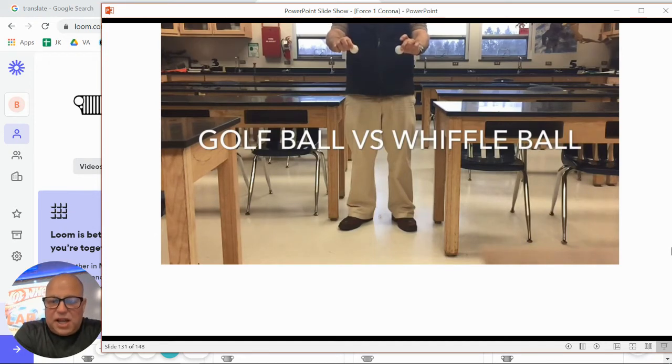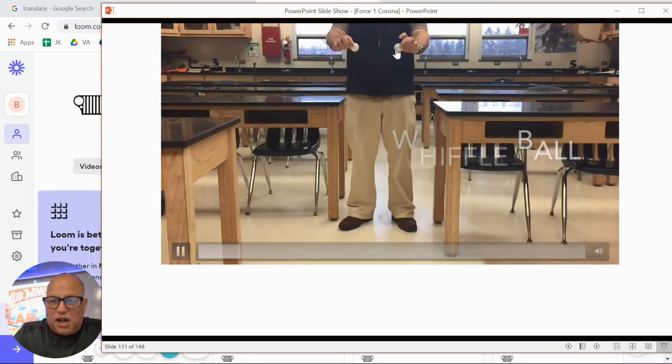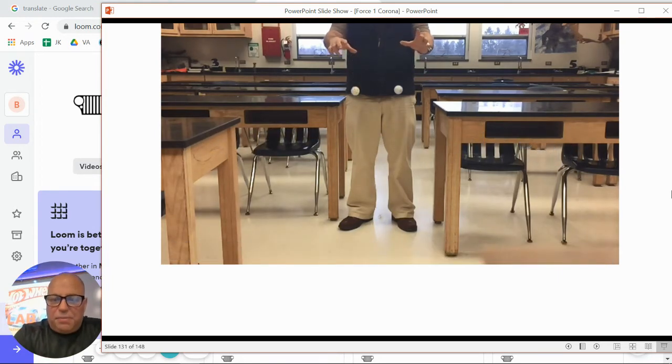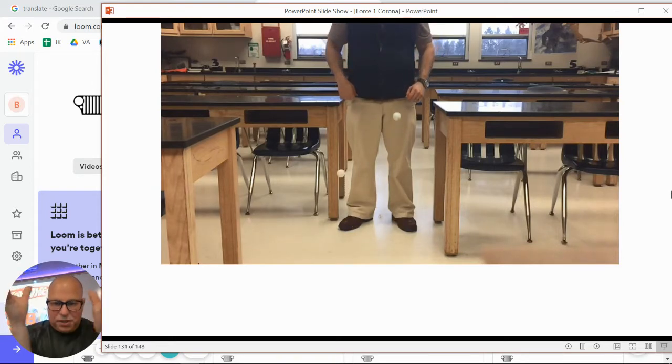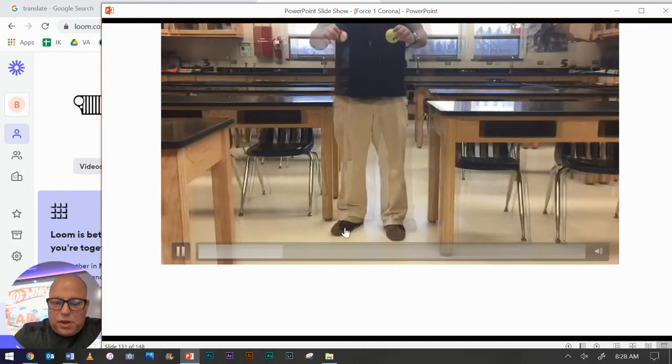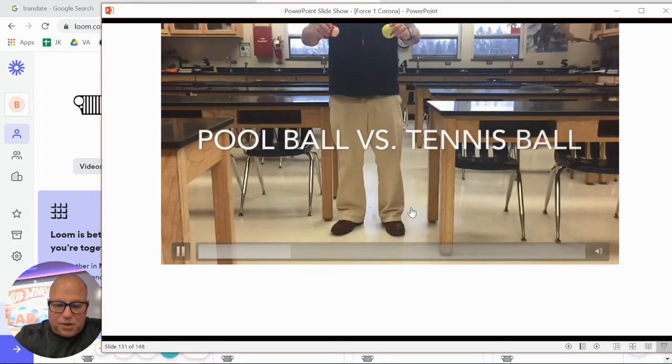Here's a great example of me dropping some things to show you the difference between heavy things versus light things, right? So I've got a light little wiffle ball on this side, a golf ball on the other side, and when I drop them, they drop at exactly the same speed. Gravity's pulling on them equally, even though the wiffle ball is really, really light and the golf ball is heavy.